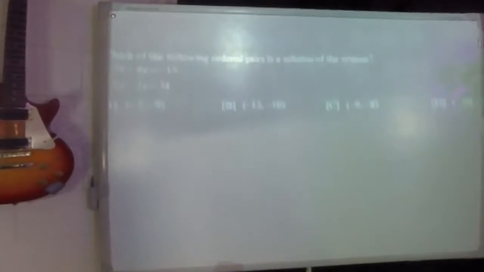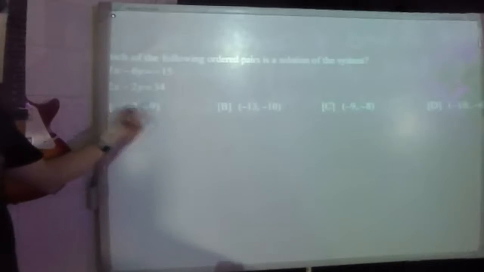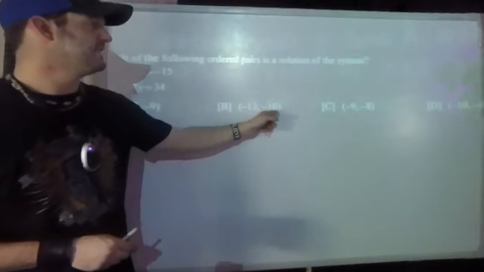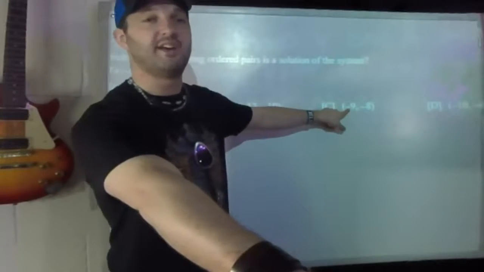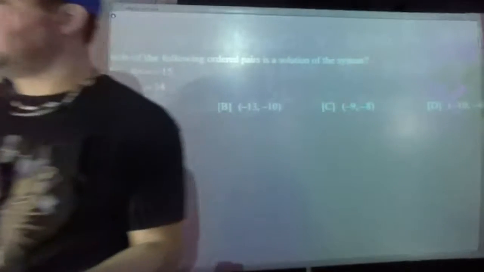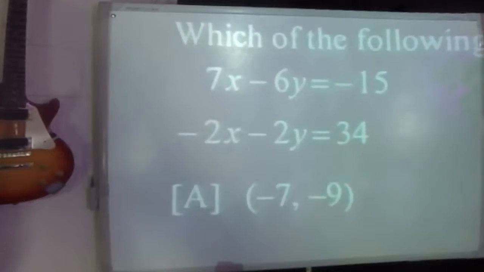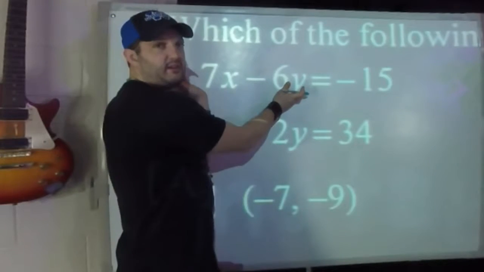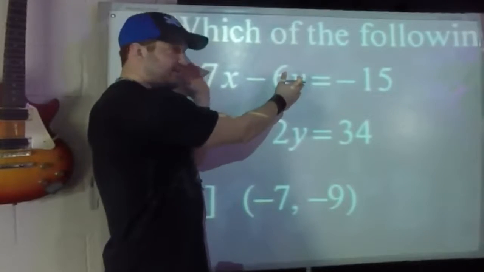Okay, last one. This is what I want to see happen. There's 4 answers here, and there's 4 people at each table. You do A, you do B, you do C, and you do D. Store the numbers. So if you're A, store negative 7 as x, negative 9 as y. If you're B, store negative 13 as x, negative 10 as y. If you're C, store negative 9 as x, negative 8 as y. And if you're D, store negative 10 as x, negative 6 as y. Once you've got that stuff stored, all you got to do is put this in, and you are looking for this to come out to be negative 15.